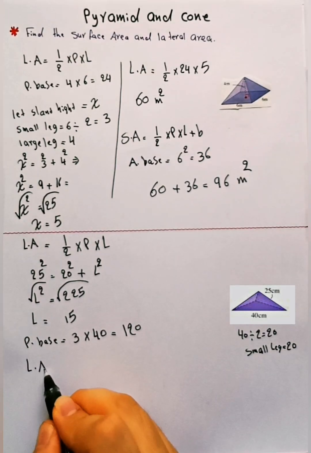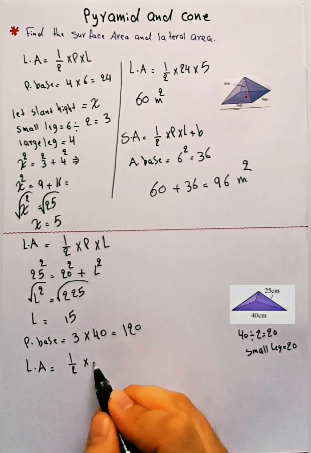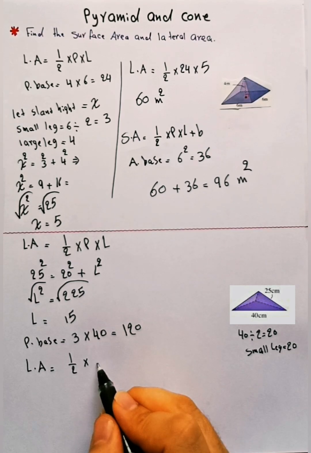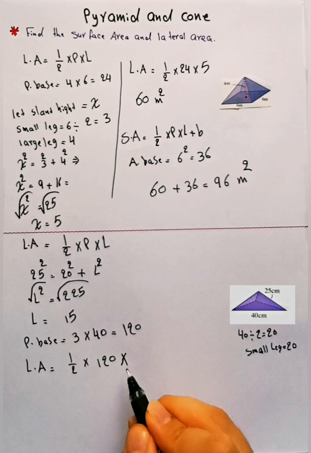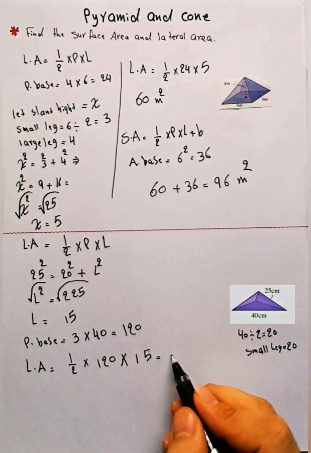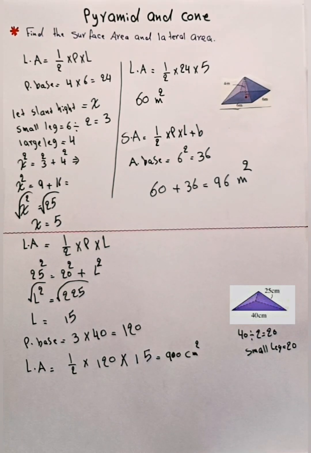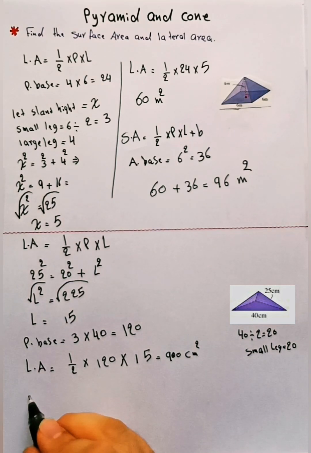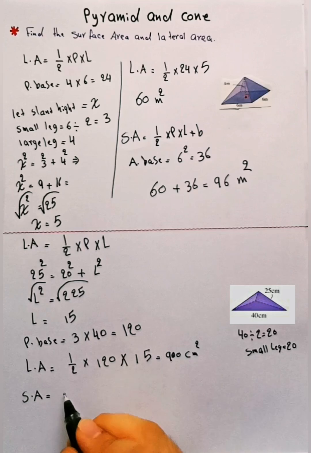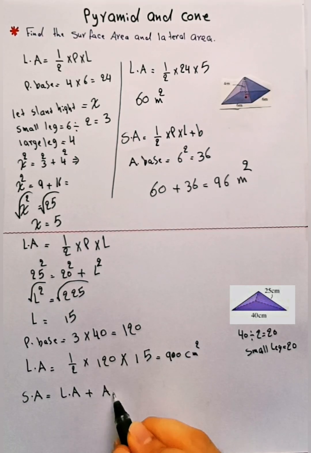Now lateral area equal to 1 out of 2 multiplied by the perimeter of the base, which is 120, multiplied by the height, which is 15. So the product is 900 centimeter square. After that, the surface area equal to the lateral area plus the area of the base.